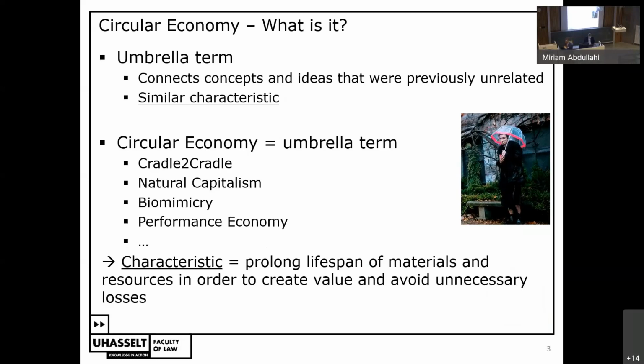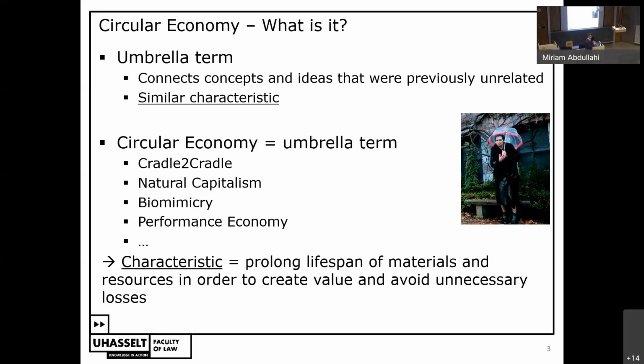But first, circular economy, what is it? The circular economy is an umbrella term, which means that it connects different concepts and ideas that were previously unrelated. It is a moving picture of Klaus with an umbrella from Umbrella Academy. So it's a double reference.